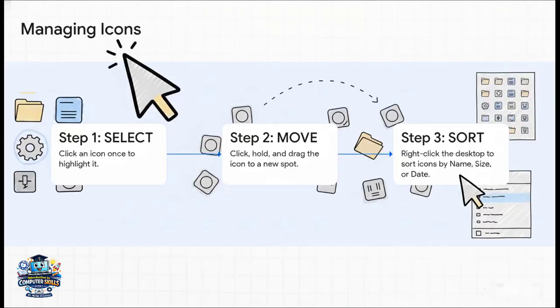And getting used to icons is incredibly easy. A single click is all it takes to select one. If you click and hold, you can drag it anywhere you want to organize your space. And here's a pro tip. A quick right-click on the desktop opens up a menu where you can have Windows automatically sort everything for you. It's all about making that workspace feel like your own.